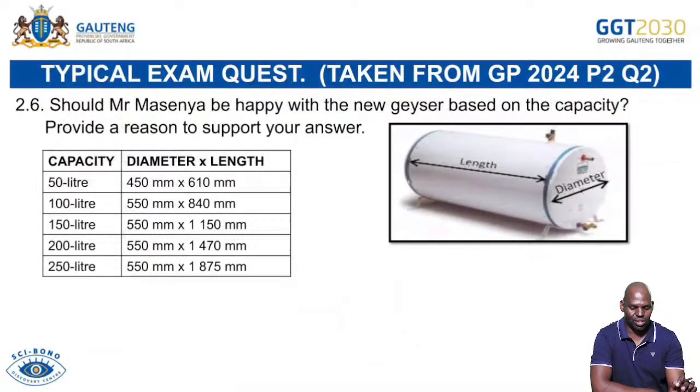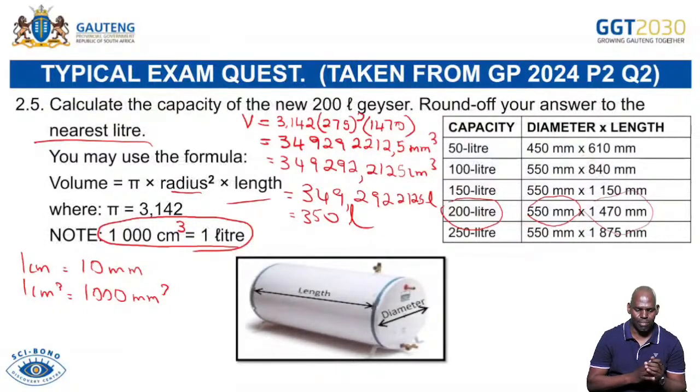Okay, then 2.6, they say, should Mr. Masinya be happy with the new geyser based on the capacity? Provide a reason to support your answer. I think in this case, Mr. Masinya will be more than happy because this is actually a bargain. When he bought it, he thought it was for 200 liters, but when we do the calculations, we can see that this is actually more than 200 liters. So the 200 liters becomes 350.